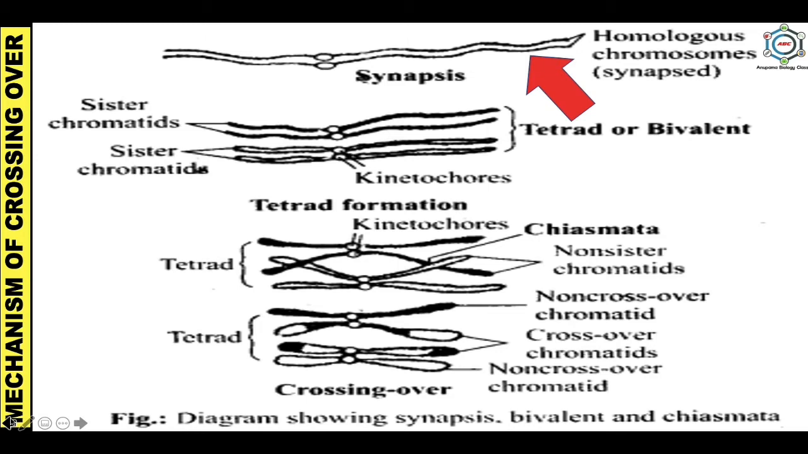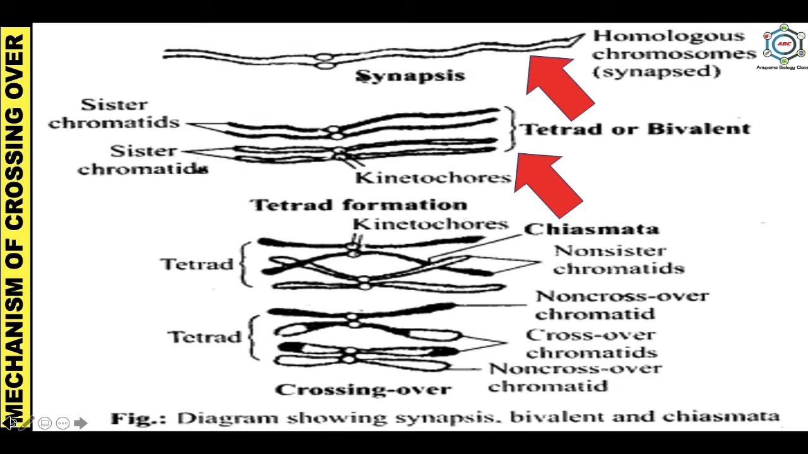So, the homologous chromosomes come to lie close together in pairs in the zygotene substage of the prophase of meiosis I. And here, their pairing is called synapsis. The paired homologous chromosomes are called bivalents, and their chromatids are not visible at this stage. Now, the second stage, that is known as tetrad formation.